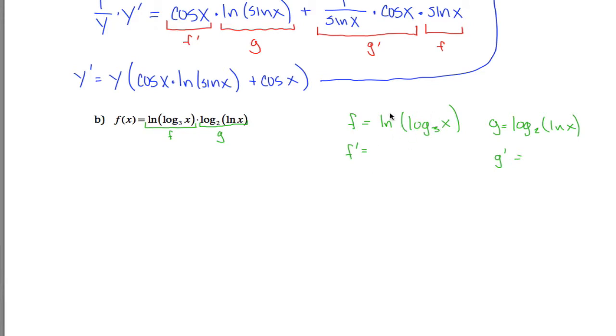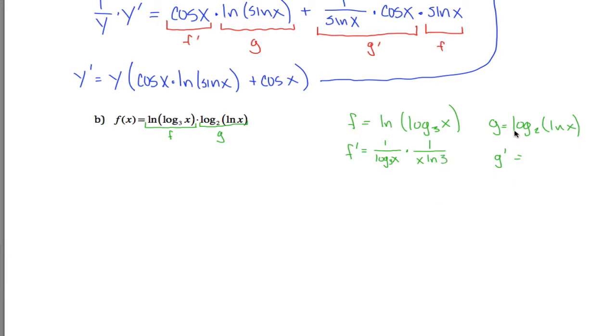So in this case, the outside function is natural log of x. The inside function is log base 3 of x. So taking the derivative of the natural log part tells me I should get 1 over log base 3 of x. But then I'm not done. I have to multiply that by the derivative of the inside function, which is log base 3 of x. The derivative of log base 3 of x is 1 divided by x natural log of 3.